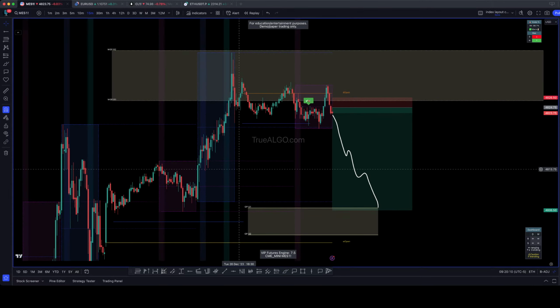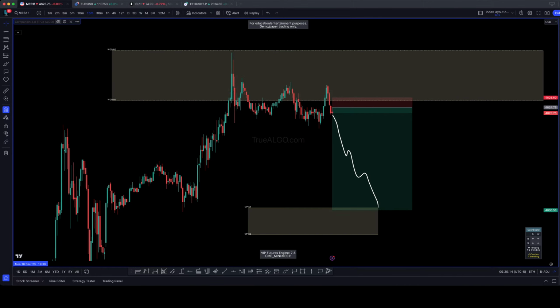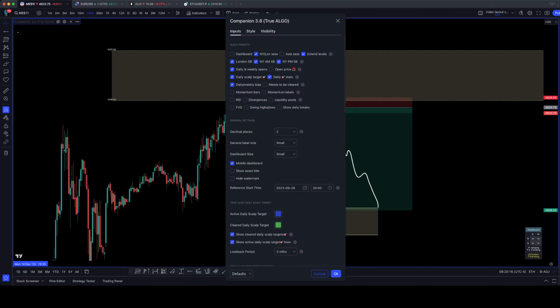This is our companion app. You see it adds all these extra lines. I can shut them off. So if you're someone who likes to trade sessions, you can pop the sessions on. If you're a silver bullet trader, you can turn everything off but the silver bullets. If you like to have the opens on, our scalp target is something that we're kind of known for.